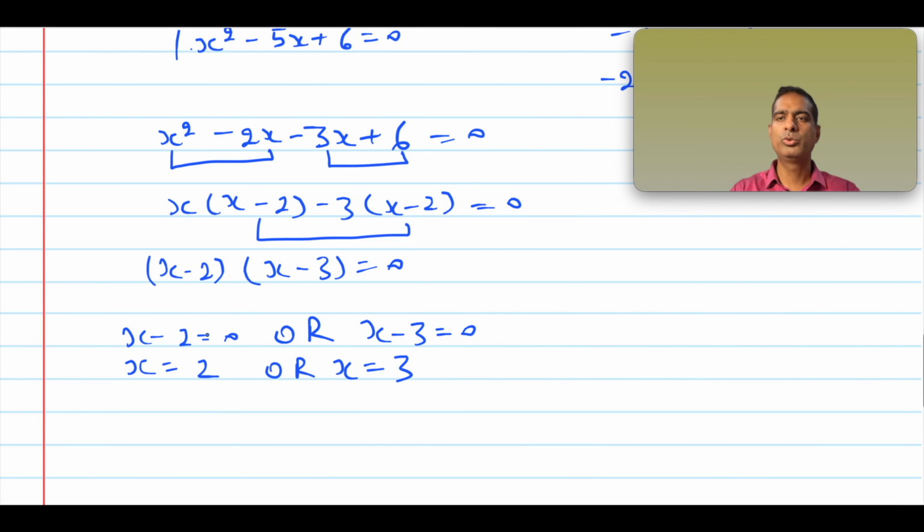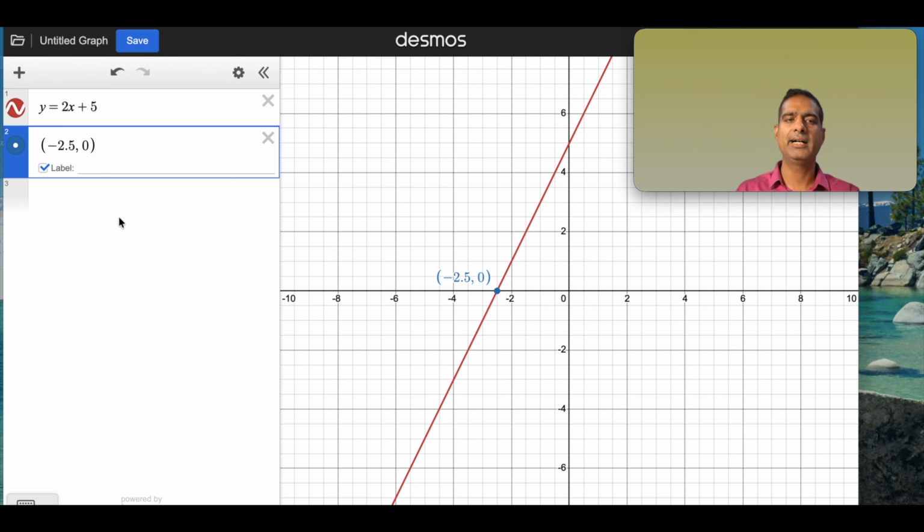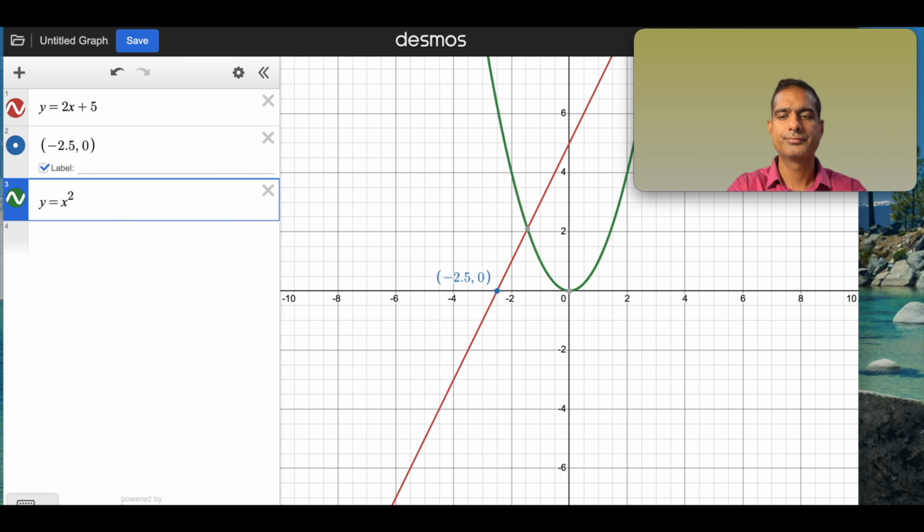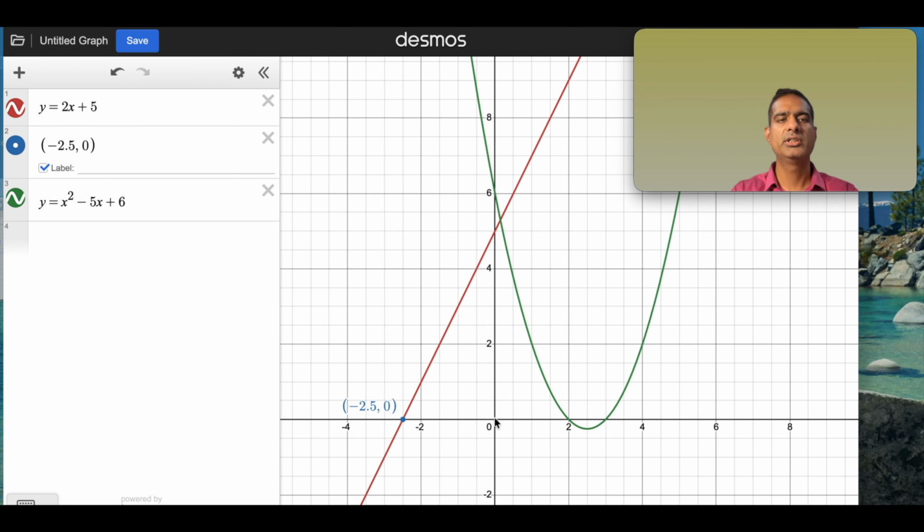So x is equal to 2 and x is equal to 3 are two zeros of this quadratic polynomial. Now, to understand the geometrical significance of the zeros, let us try to draw its graph. So if I draw, let me write the equation. So this was the equation: y is equal to x square minus 5x plus 6, and its graph has been drawn in green curve.